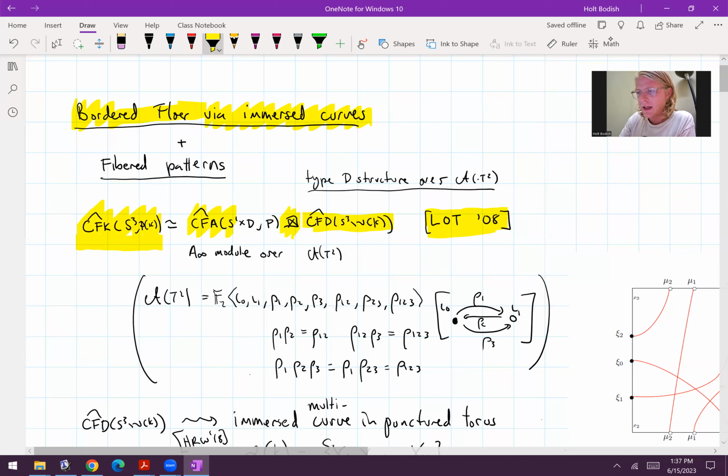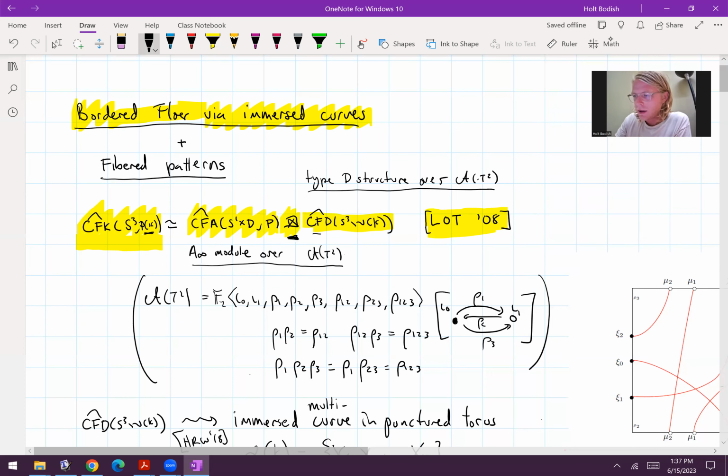And on the left here, we have CFA hat of S1 times D2 relative to the pattern. This is an A infinity module over the algebra associated to the torus. And to reconstruct the invariant of the satellite knot, I take and I combine these in a suitable way. This suitable combination involves a lot of algebraic calculations. So I want to talk about a geometric reformulation of this pairing theorem for 1-1 patterns.